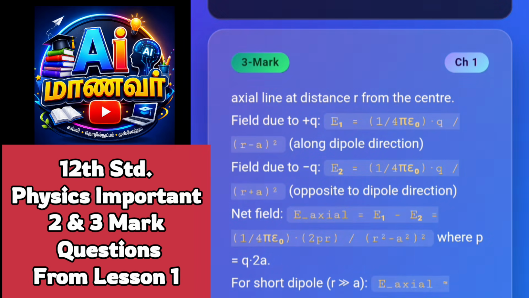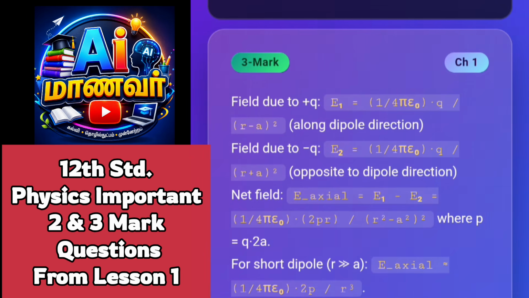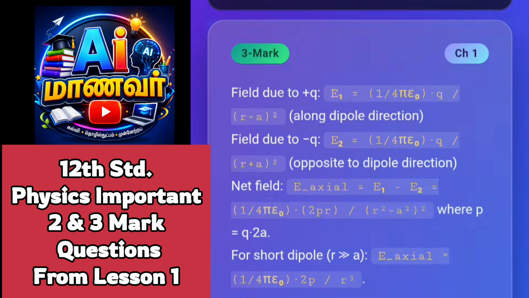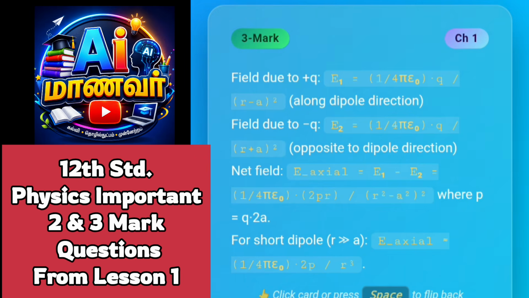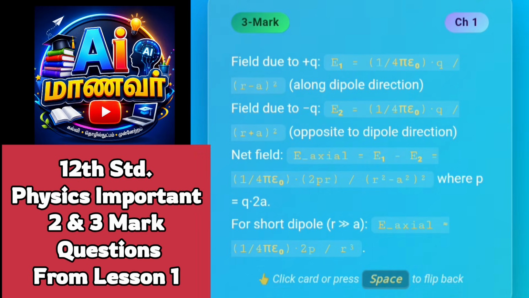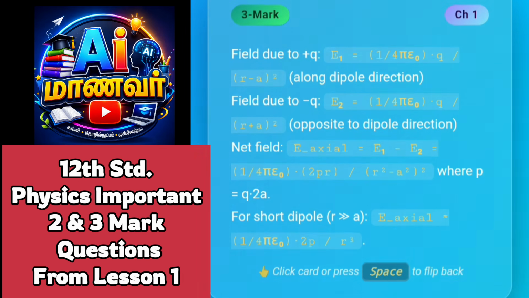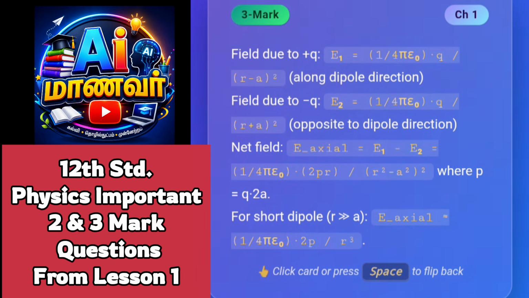opposite to the dipole direction. Net field E axial is equal to E1 minus E2 is equal to 1 by 4 pi epsilon naught into 2pr by (r square minus a square) whole square, where p is equal to q dot 2a. For a short dipole, r much greater than a, E axial is equal to 1 by 4 pi epsilon naught 2p by r cube. Derive the expression for torque on an electric dipole in a uniform electric field.